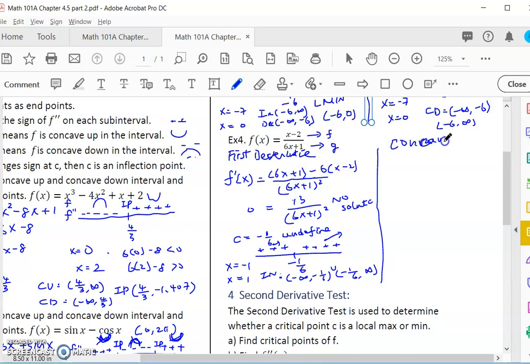Concavity test, which is the second derivative. So this is the first derivative. I'm going to do the second derivative. That means f double prime of x is equal to what?